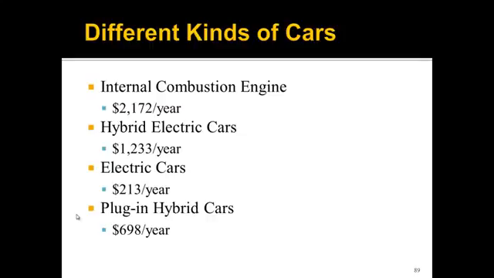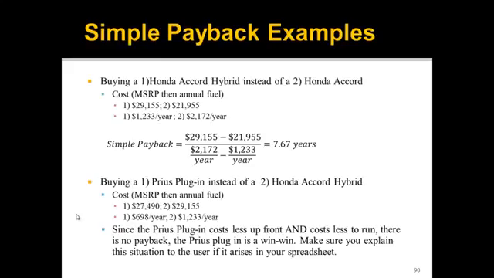So the only other thing I want to cover with this is a simple payback. For example, the first example I'm going to go over: if I bought a Honda Accord hybrid instead of a Honda Accord, what would be my simple payback? Well, we have the 2 costs there. You pay more for the hybrid, and then you spend more if you have the regular Honda Accord on gasoline than you would if you had the Honda Accord hybrid. So a simple payback is the cost difference, that's the numerator, divided by the cost savings per year. In this case, it would take 7.67 years to pay back for buying the hybrid.